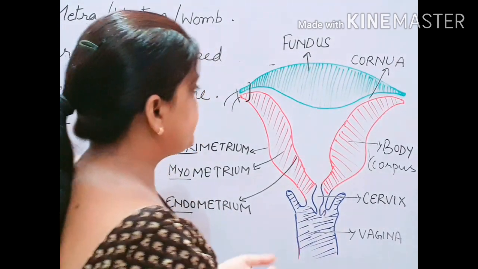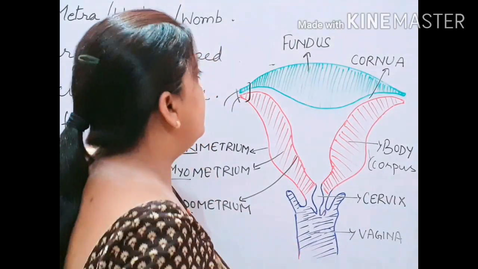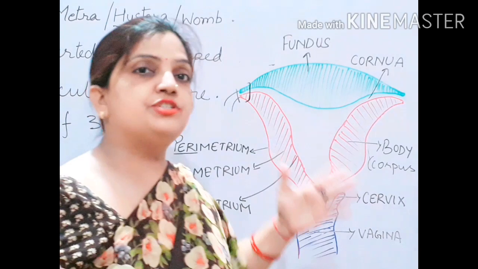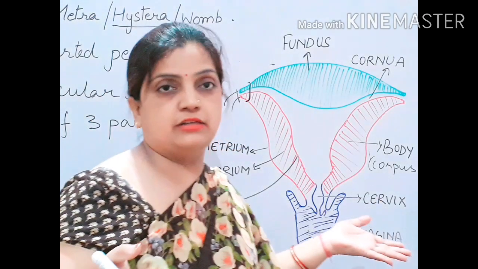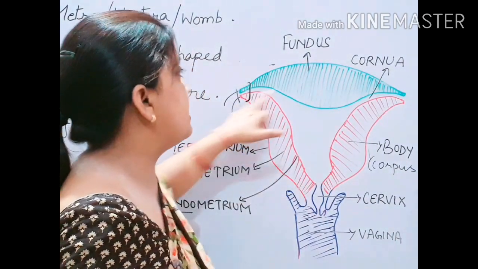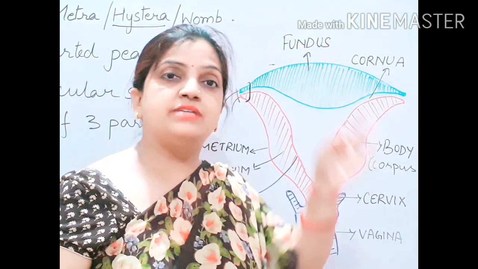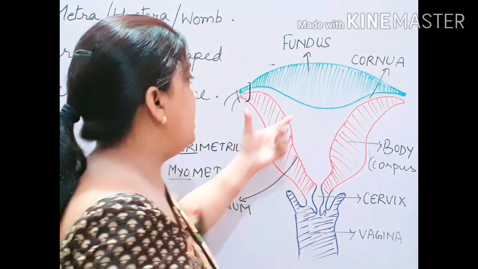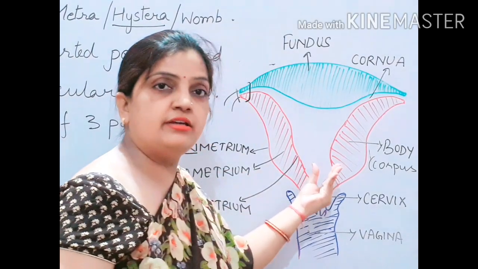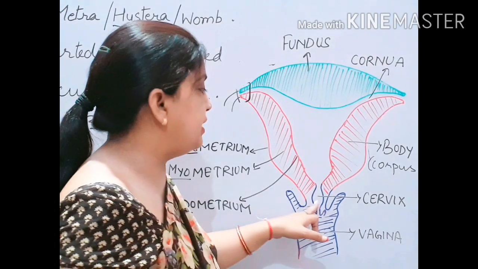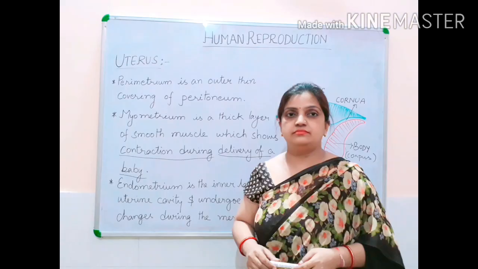Now children, again I am telling you, this is the uppermost part, which is the fundus, near the oviduct, fallopian tube. Then the second part is cornua. Cornua is the part where the fallopian tubes are opening, the corners. And then your body, the narrow inferior part, which is called corpus, body, and it is opening into the cervix.